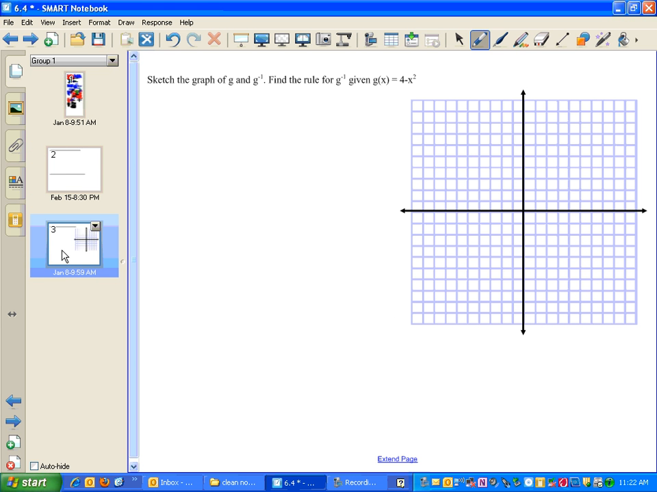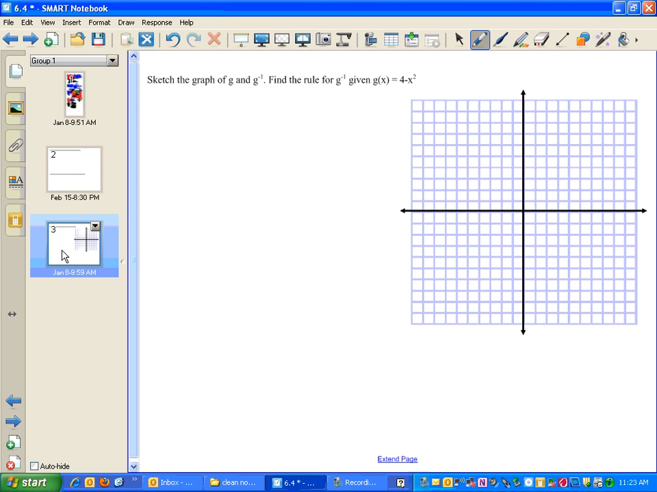And let's go to this one. It's the last page. So we have a little more room. What is this in shape of? You got to know what these look like. Parabola, up or down? Down. Why is it down?